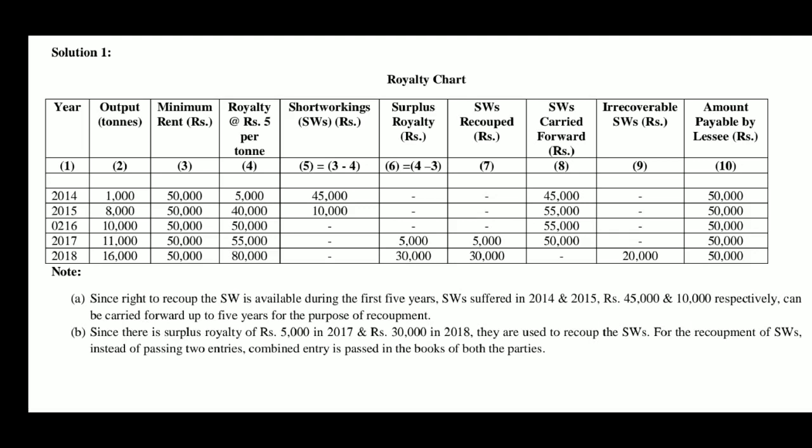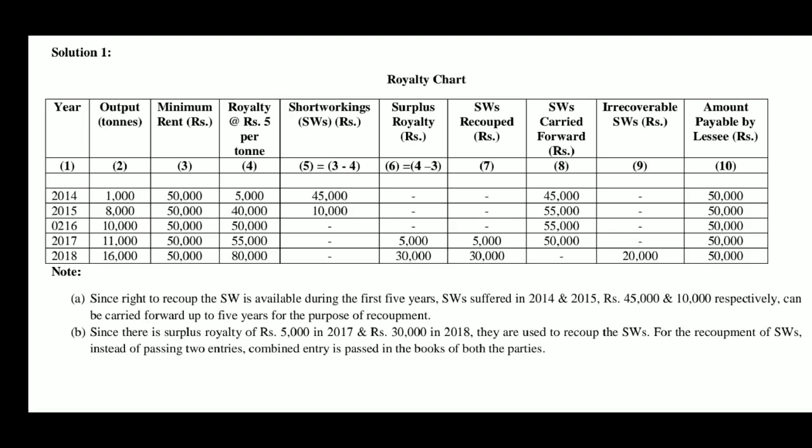See the surplus royalty information given in fourth column, that means royalty minus minimum rent, column number 3. So, remember, short workings can be computed by deducting royalty from minimum rent. When minimum rent is more, we will get short workings. When royalty is more, we will get surplus royalty.